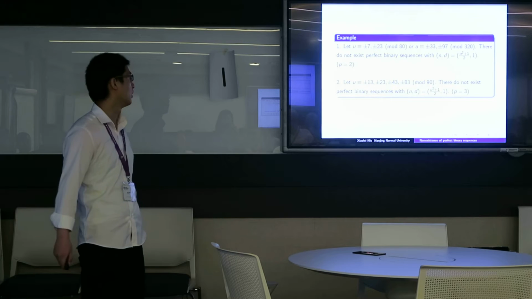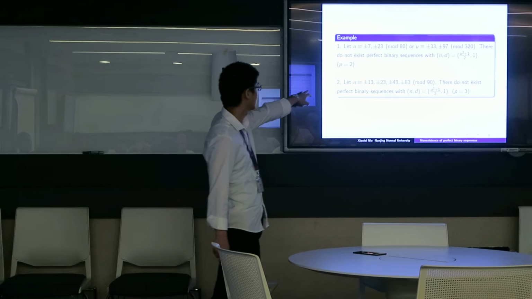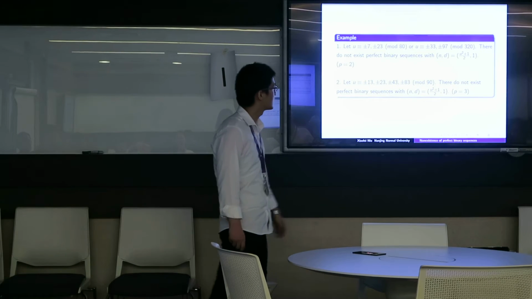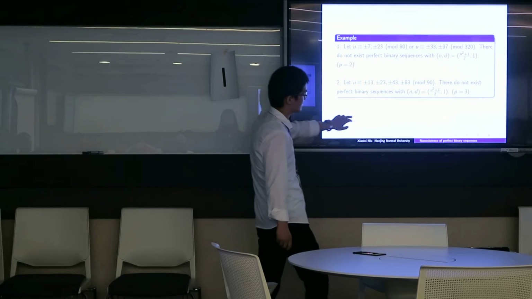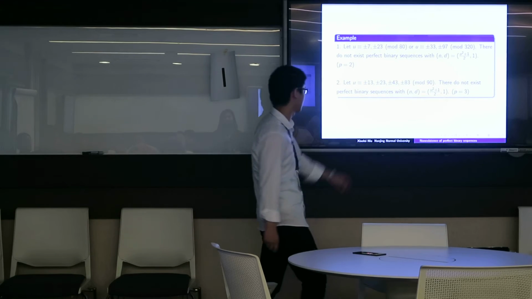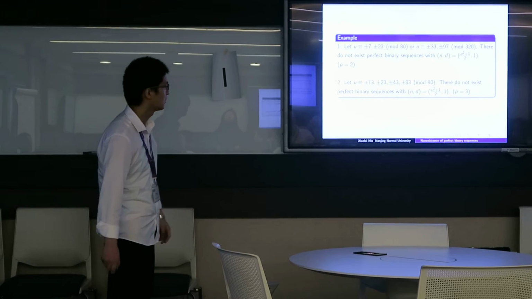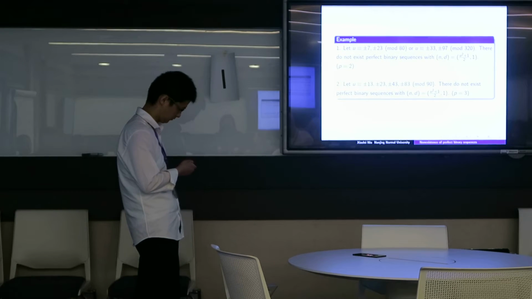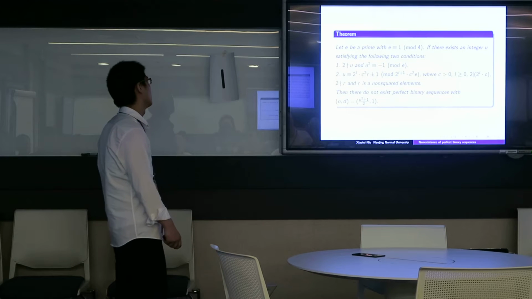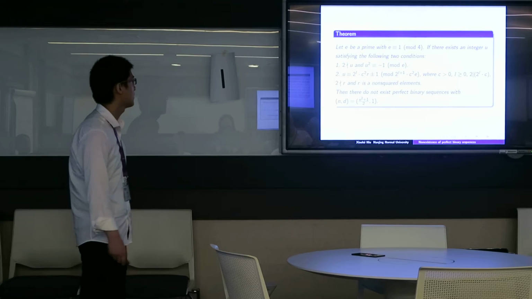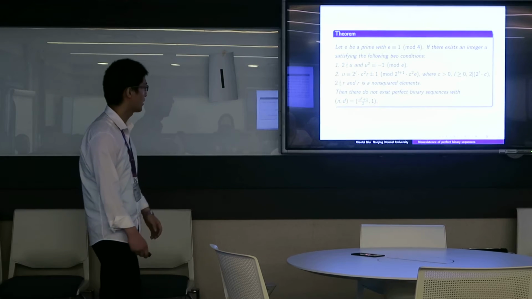For example, let p be 2, we have this case, and let p be 3, we have this case. A perfect binary sequence does not exist. Using algebraic number theory, we have our theorem.